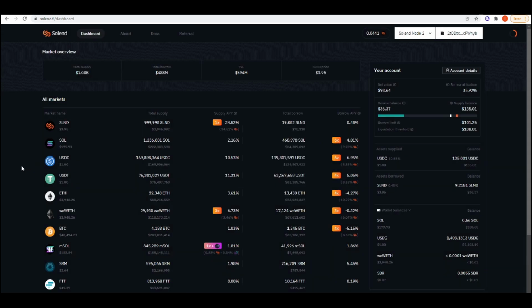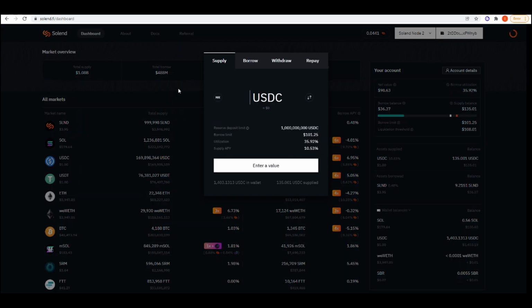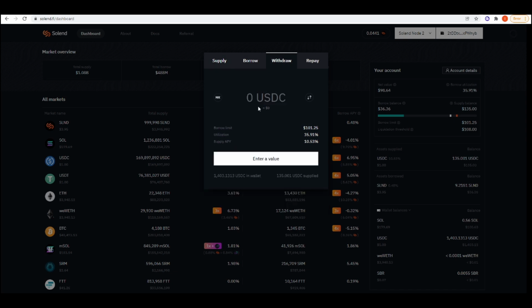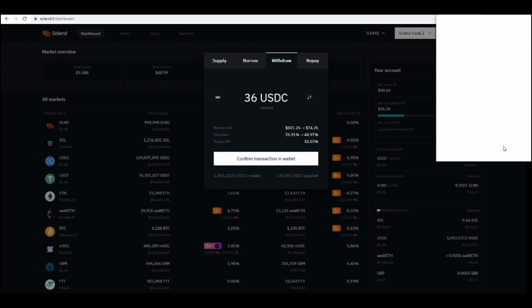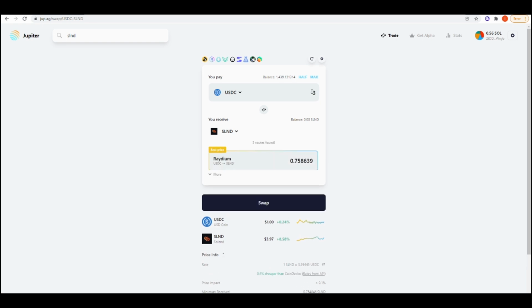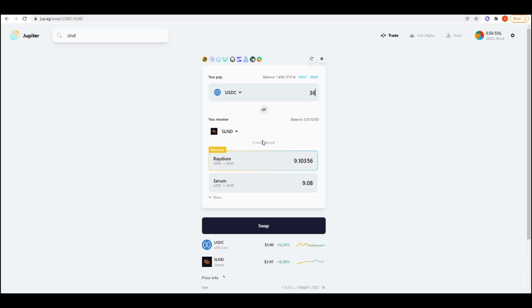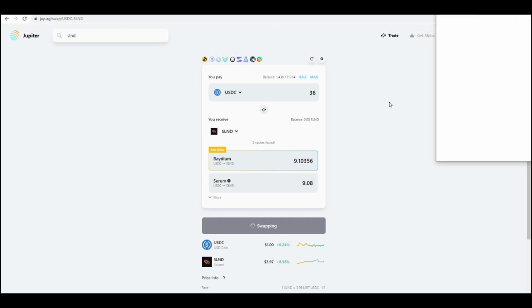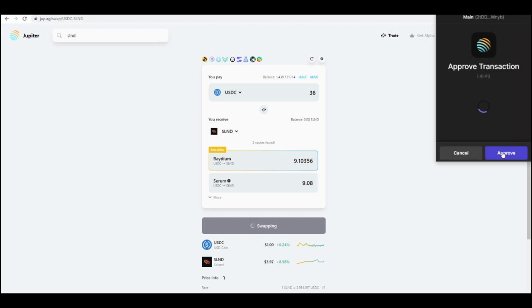So if I want to close out my short position, I think I've made a good profit. I need to buy back those SLND tokens. So let me just get those 35 USDC back. Let me just withdraw 36 actually to make sure I get all of it back. I think this is roughly the amount. So I'd rather overpay than underpay, so I don't have to do this again. Then I can press approve here.